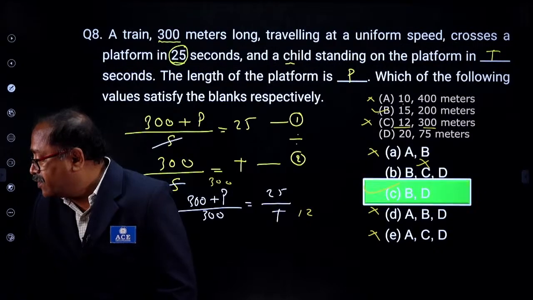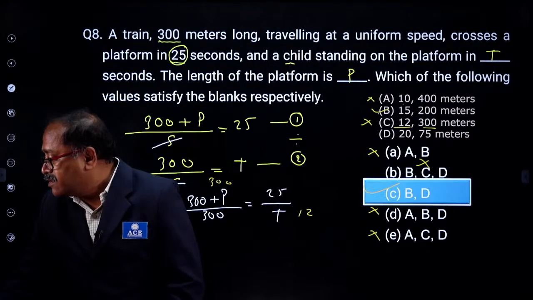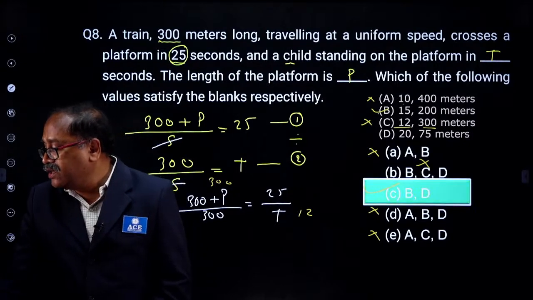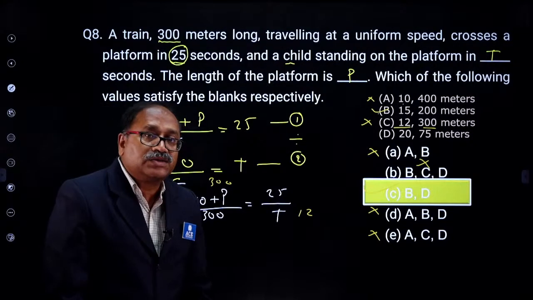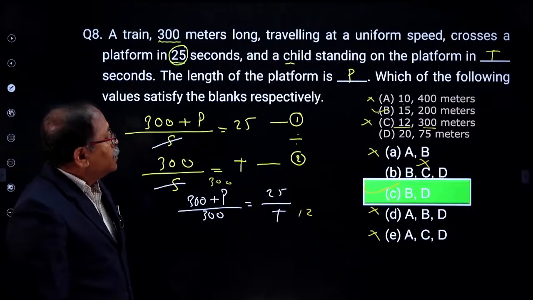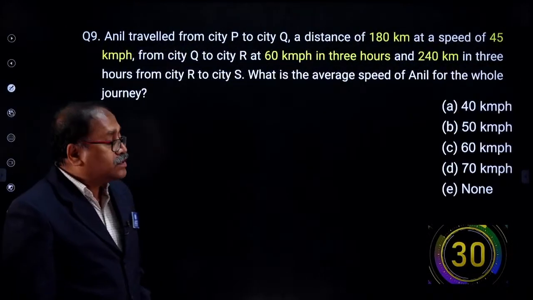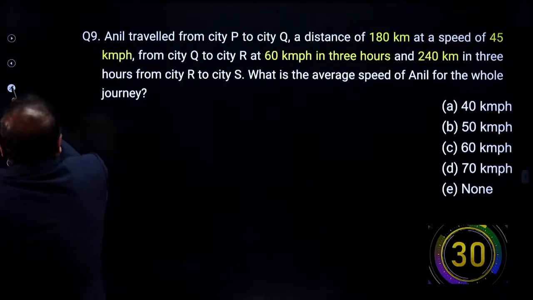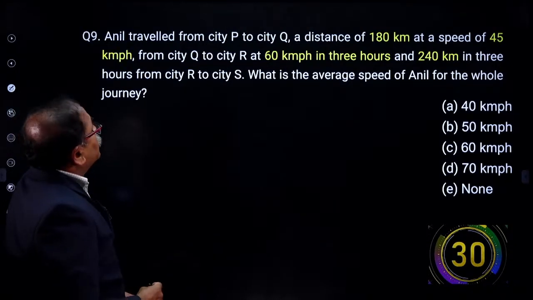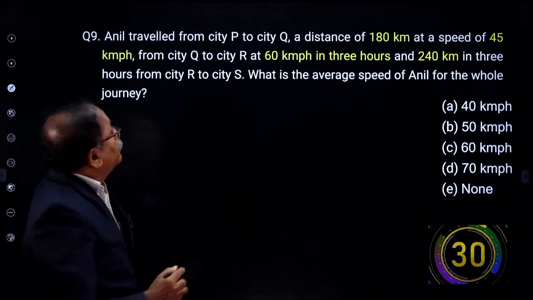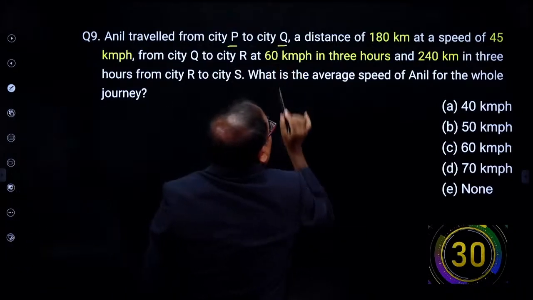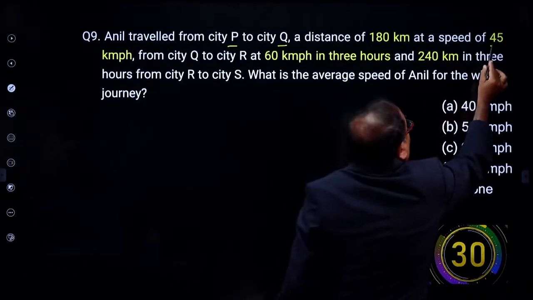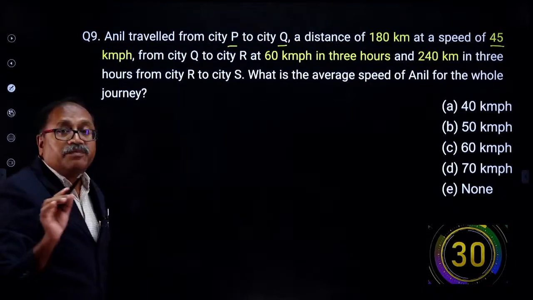Okay? Hope you understood this. Hope my friends understood this. If it is okay, then I will move on to the next question. Fine. This is your next question, sir. Let's check what is the question asked here. Anil travelled P to Q a distance of 180 km at a speed of 45 km per hour.